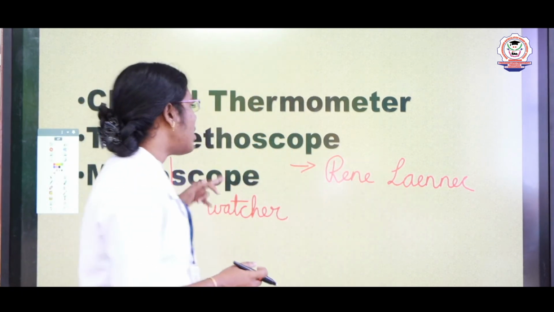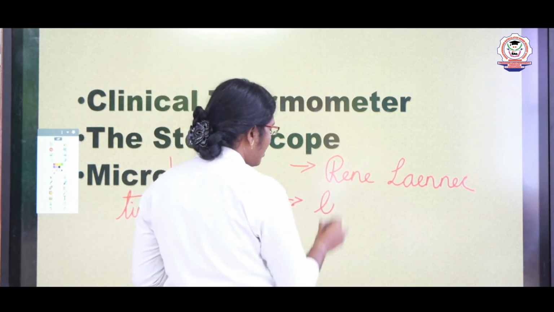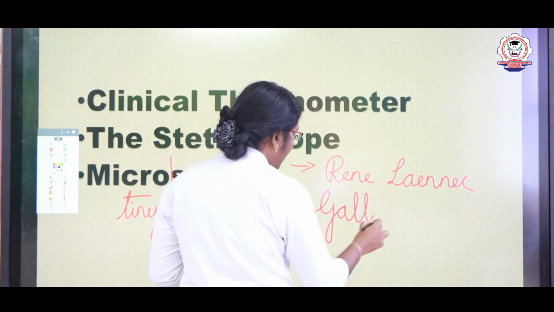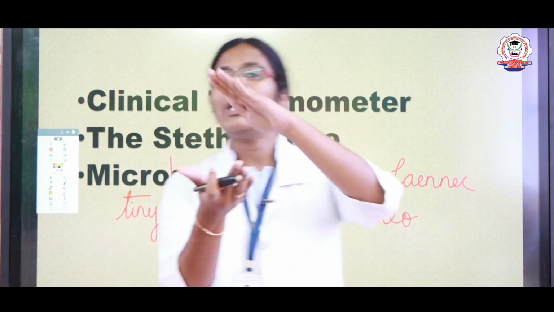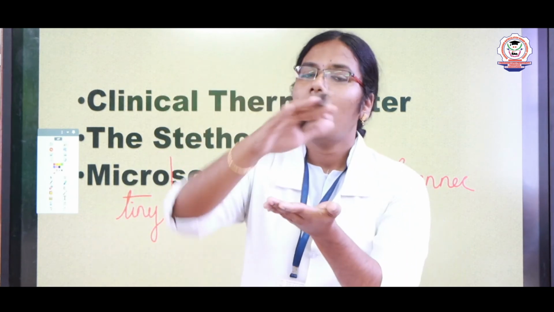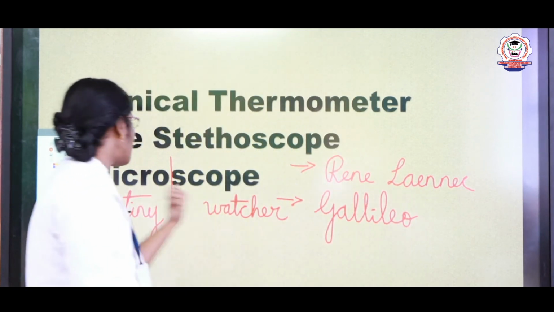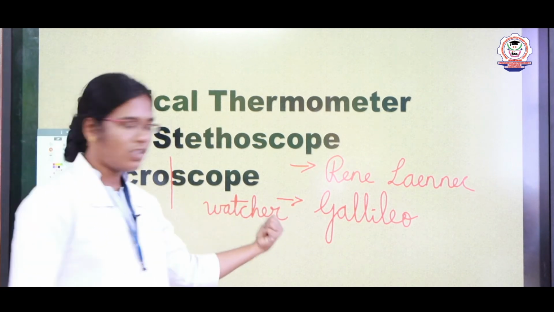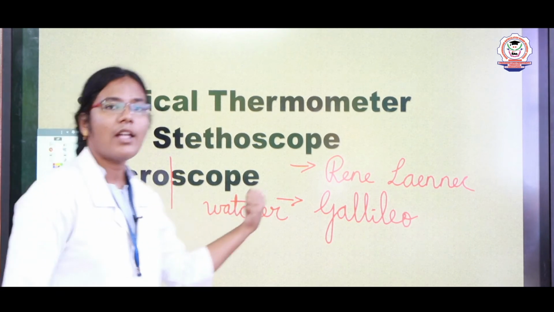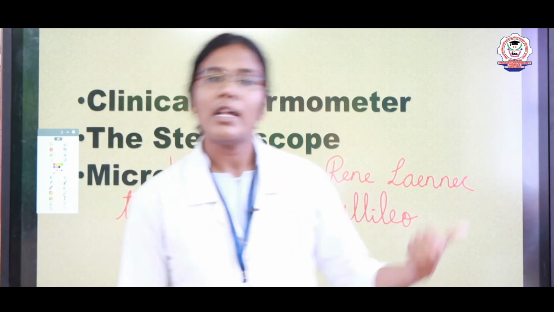The microscope was invented by Galileo. He combined two lenses, placing one lens above the other, and by this he invented the microscope. The word micro means tiny or small germs, and scope means a watcher, so it is used to see small as well as tiny particles. You can see these kinds of medical instruments in hospitals as well as laboratories.